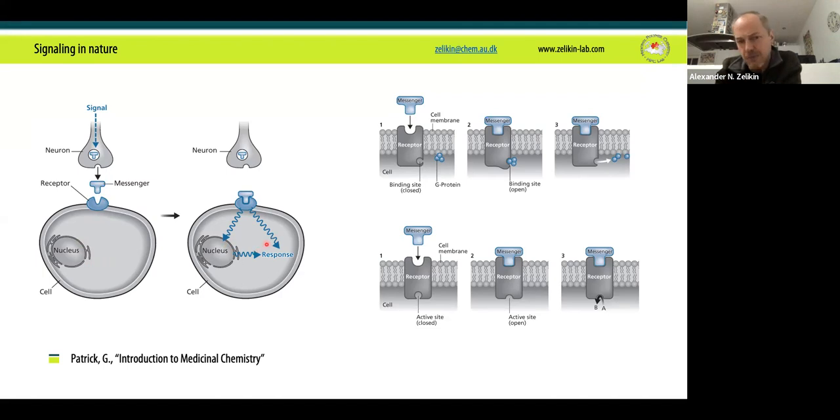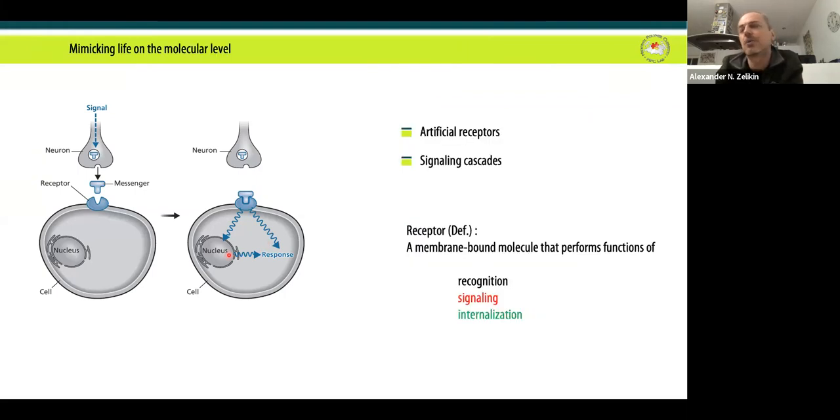There are different types of receptors, and they're all absolutely fascinating to me. So when I talk about building a cell or a synthetic cell, what I would love to do is mimic nature. I would love to mimic life on the molecular level. I would love to mimic receptors and signal transduction on the molecular level. These are the things that I would love to do synthetically. And this is what I'll present to you today, our artificial receptors and our artificial signaling cascades.